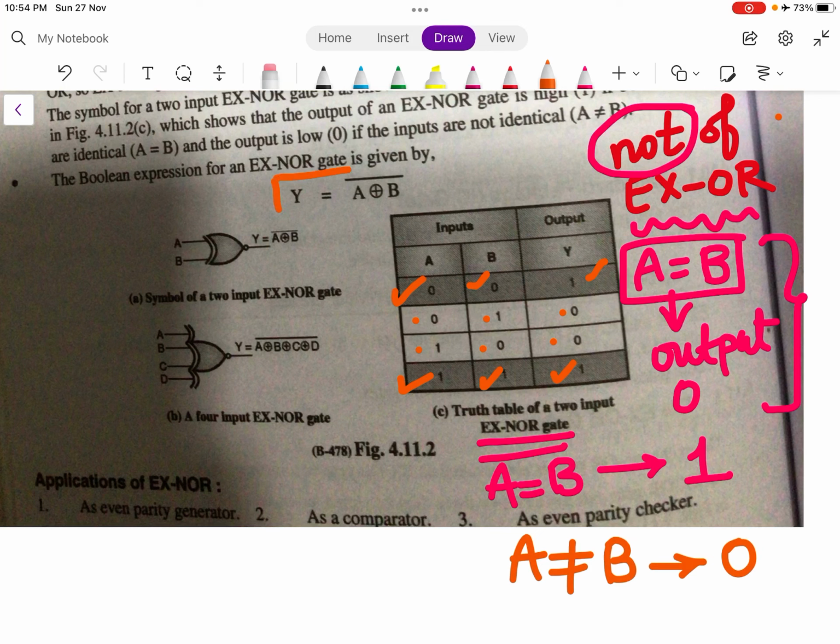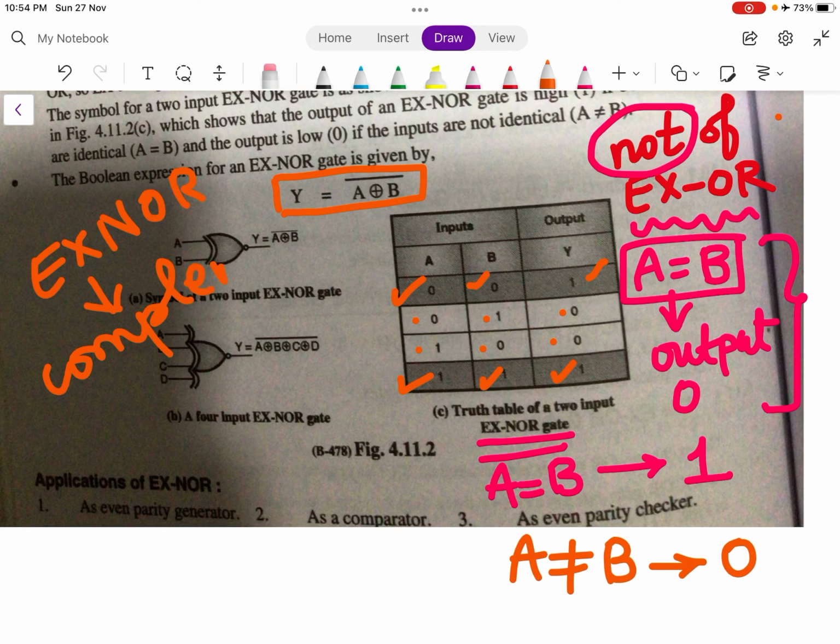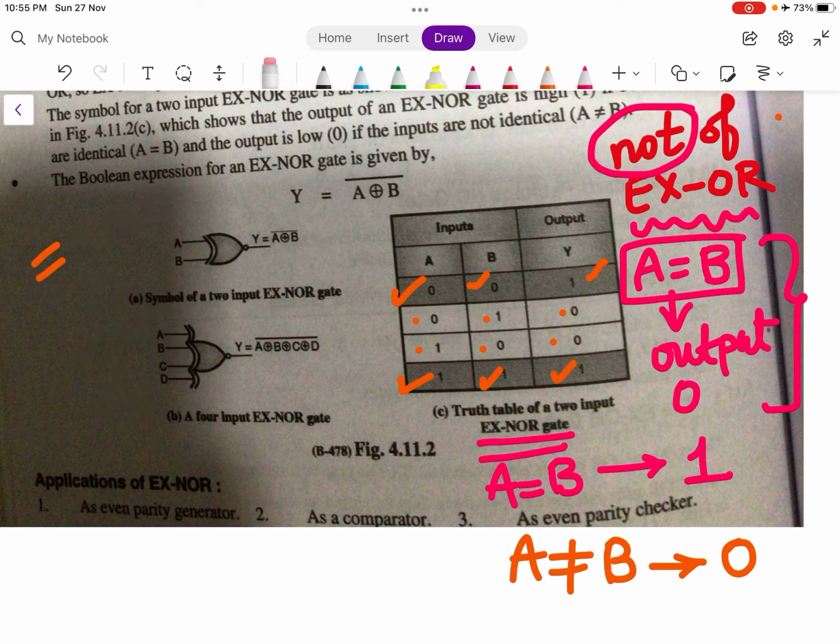The Boolean expression is complement of A XOR B. What is XNOR? XNOR is nothing but complement of XOR. Okay, this is the representation.